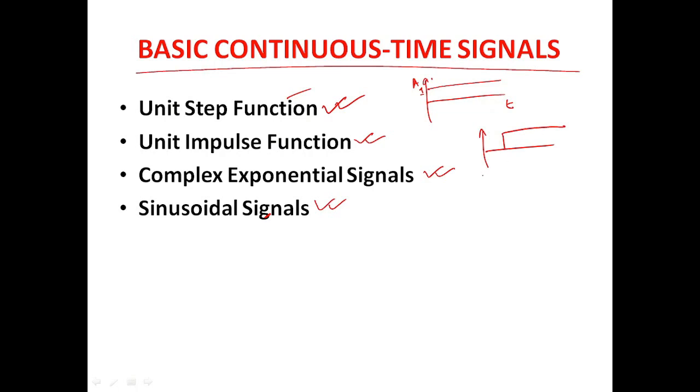Okay. In the next case we have the unit impulse function. In the unit impulse function we have already discussed delta t, right? So what is delta t? Delta t is nothing but an impulse signal at t equals to 0.